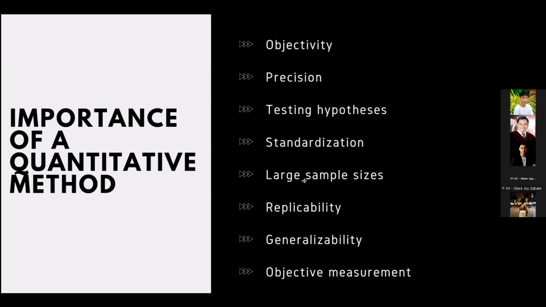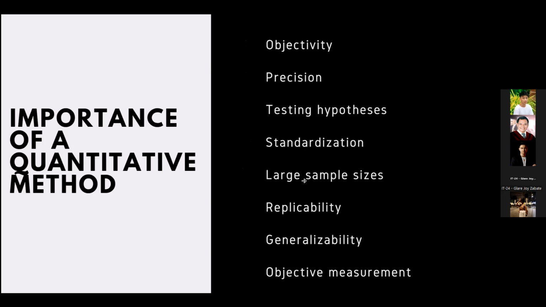Next is precision. Quantitative research methods provide a precise and accurate measurement of data. This precision enables researchers to make informed decisions and draw reliable conclusions. Next importance is testing hypotheses. Quantitative research methods allow researchers to test hypotheses using statistical analysis. This approach enables researchers to determine the degree of support for their hypotheses and evaluate the significance of their findings.